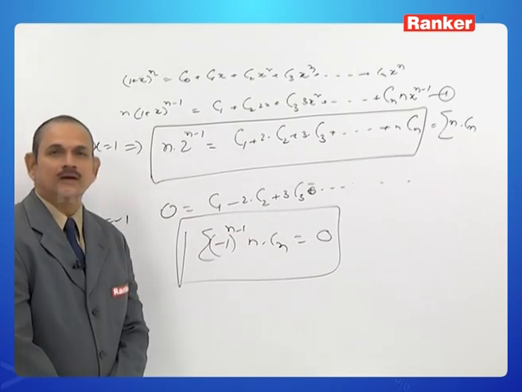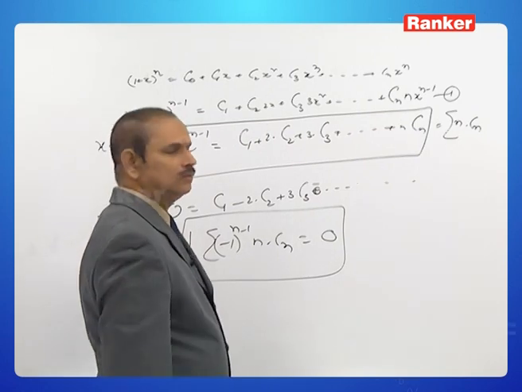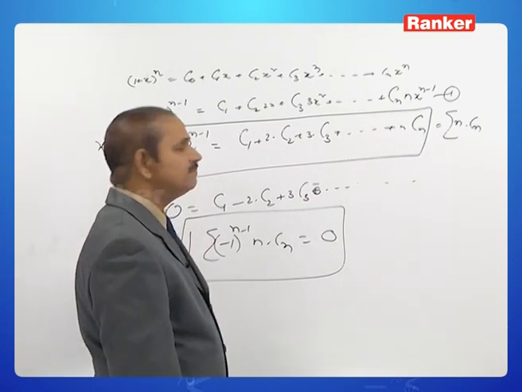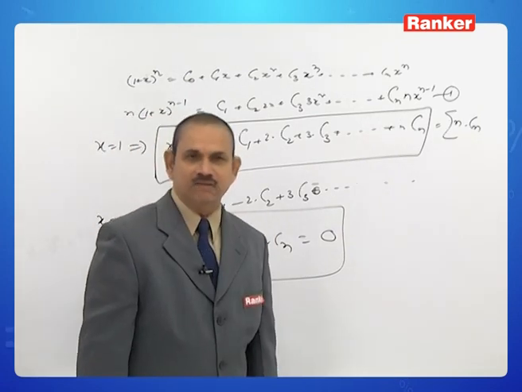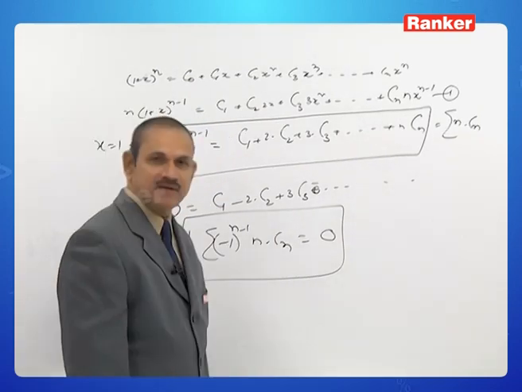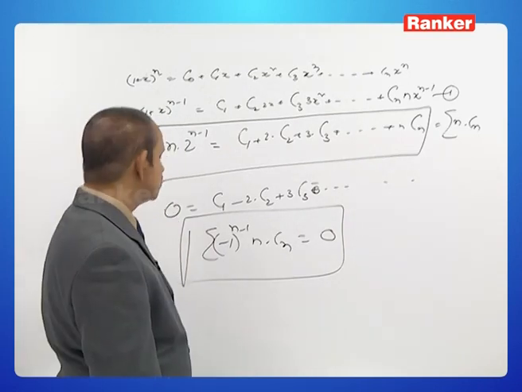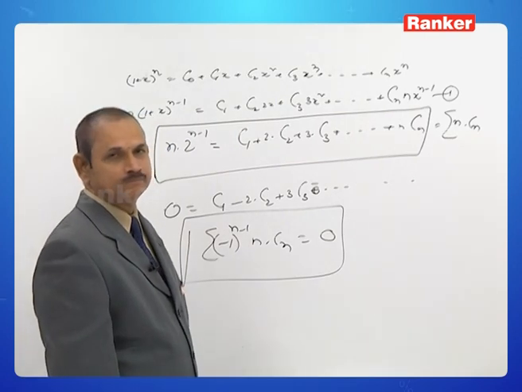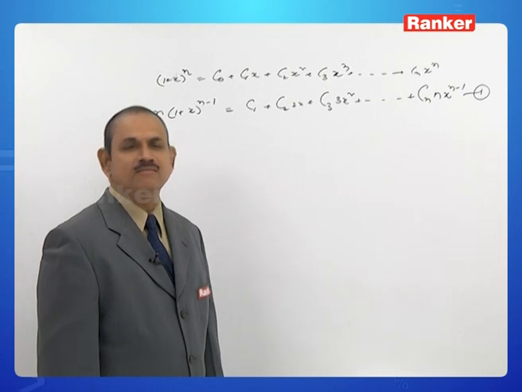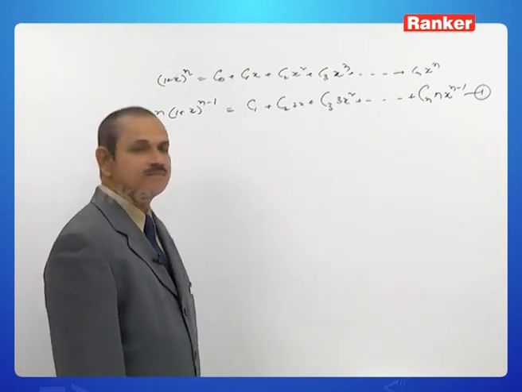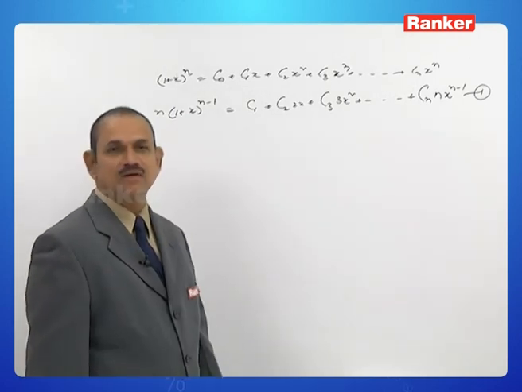These are the beautiful results, so that you are supposed to get them remembered as and when it is required. What is sigma n into Cn? It's nothing but n into 2 power n minus 1. What is sigma minus 1 whole power n minus 1 into n into Cn? Is again 0. Therefore, we could have observed that sigma n into Cn is nothing but n into 2 power n minus 1, of course, by differentiating this.